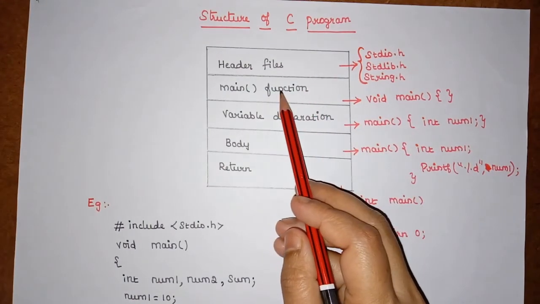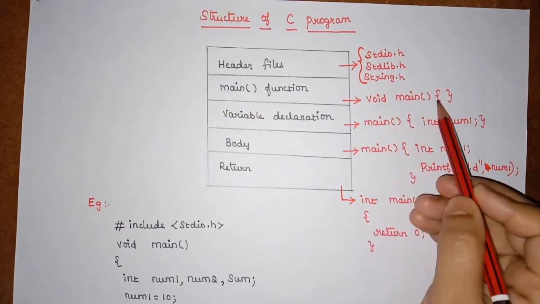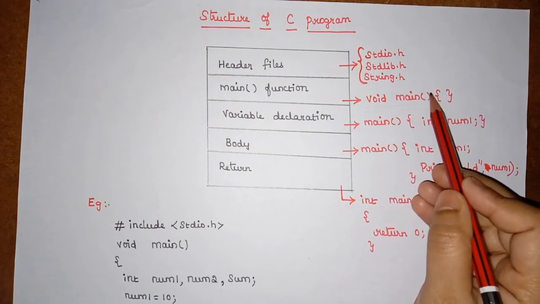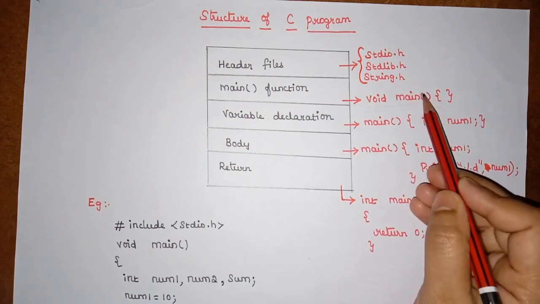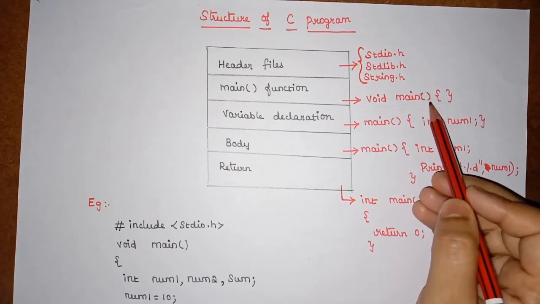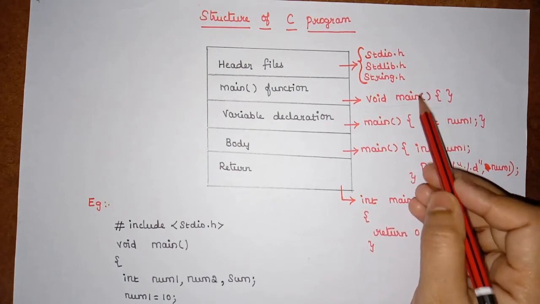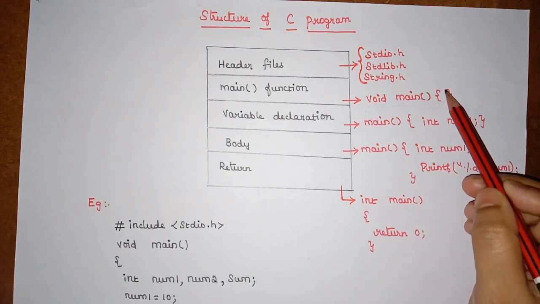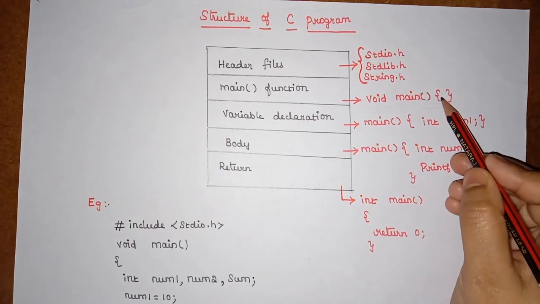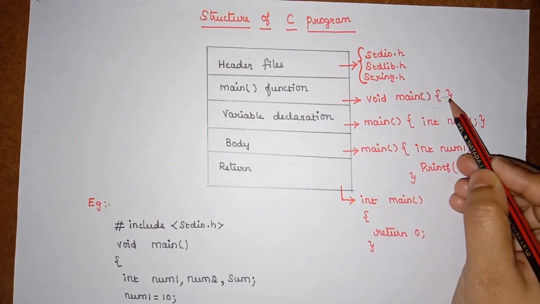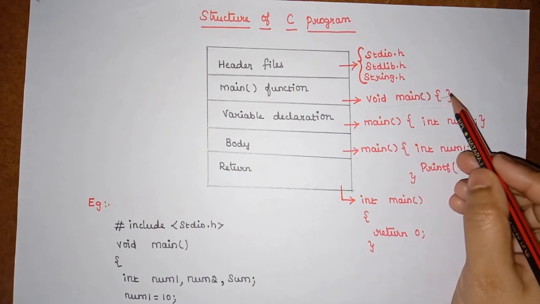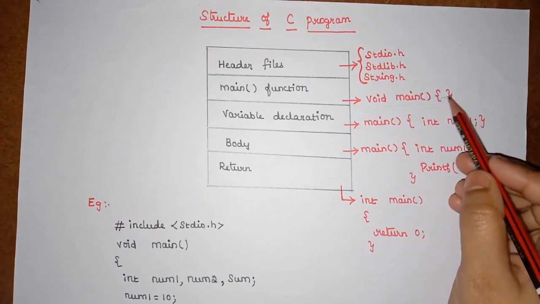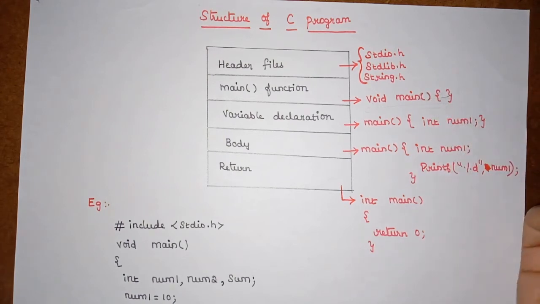Here is one example for defining the main function. Like this we can give the main function, that is void main. Whenever you're writing a function, it should be written with open and close brackets, followed by curly braces, that is an open curly brace and a close curly brace. Inside these curly braces we can have a number of statements to be executed, and this is called the body of the function main.